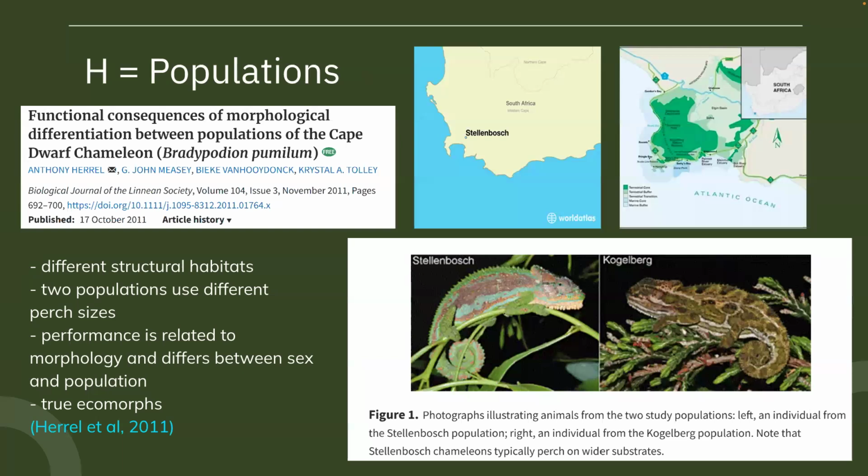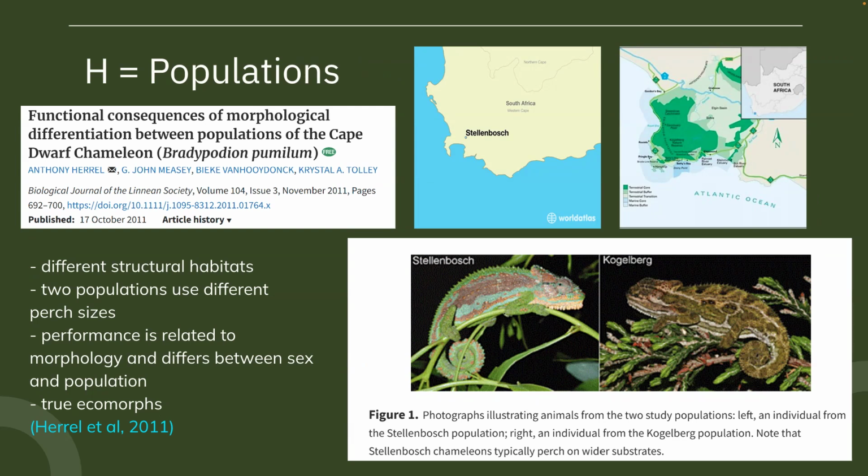So for populations, this article looked at two different populations of the Cape dwarf chameleon. The one on the left has a larger body, larger feet, which are meant to grip larger branches, and longer tails, which are important for stability. The one on the right has a smaller body and smaller feet to grip smaller branches. This article wanted to look at the role of the structural habitat in the locomotor function of these two different populations. So specimens were caught by hand and then measured.